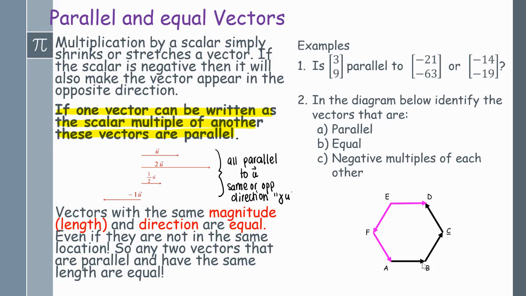Vectors with the same magnitude or length and the same direction are equal vectors. Equal vectors do not have to start in the same location. They just need to have the same length and be in the same general direction. So any two vectors that are parallel and have the same length are equal. So these two vectors that I've just drawn, although they don't start in the same spot, if they have the same length and they're in the same direction, they are called equal vectors.